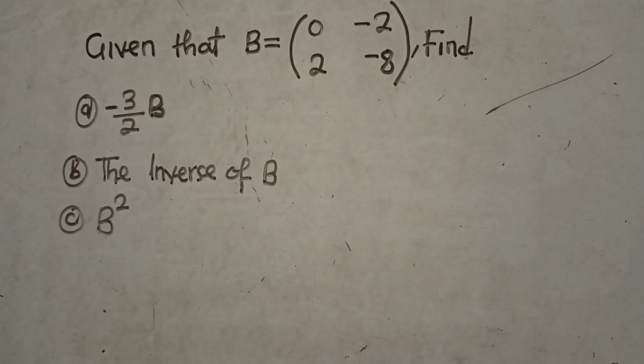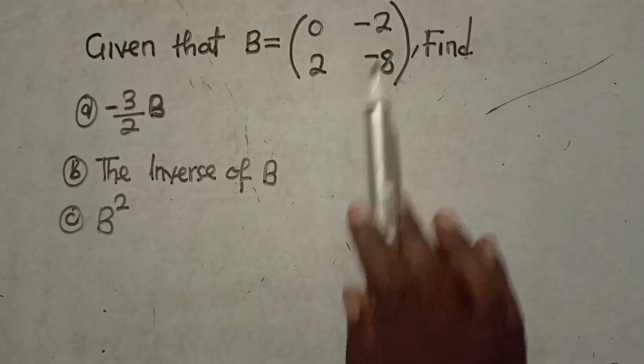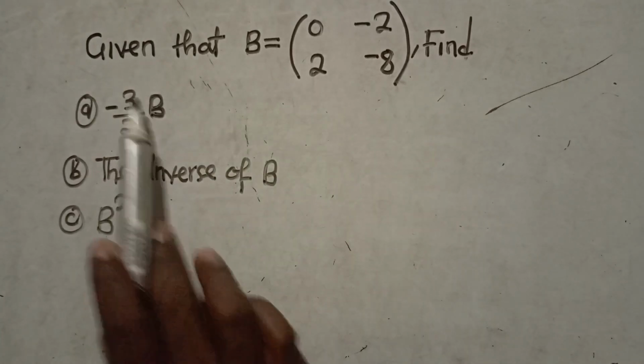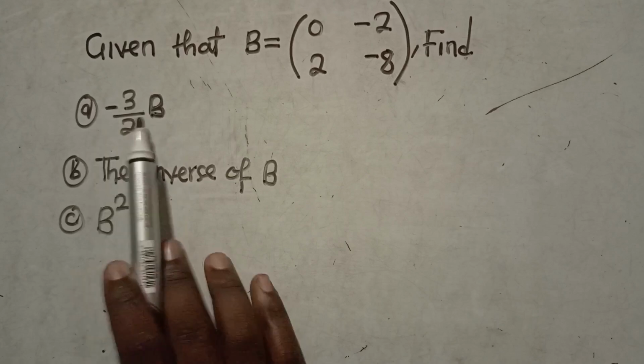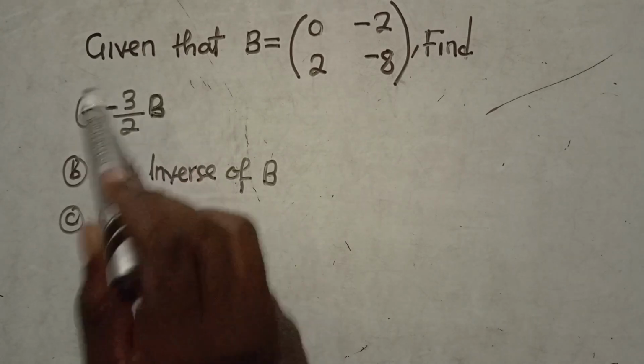So this is a question that we have. We want to see how we can devise through this particular question. So I just want you to follow me clearly and attentively. The question is saying that given that B is equal to this, find, first question you are told to find negative 3 over 2B.